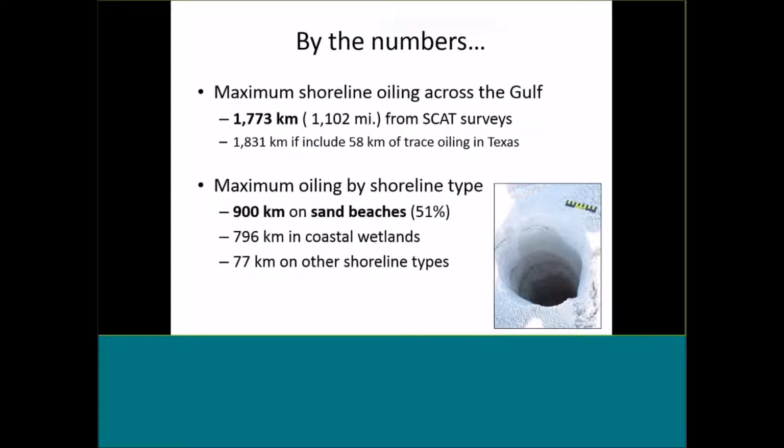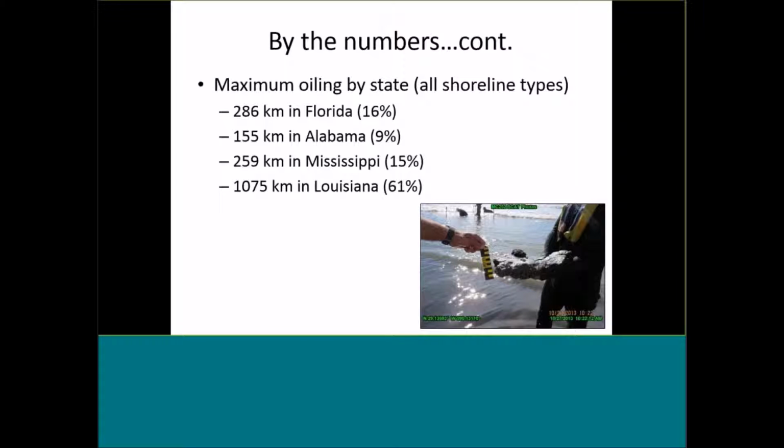So next slide. Some other stats for you. Now I'm breaking it down, maximum oiling by state across all the shoreline habitat types. I put Florida on top because I figured most people would be from Florida, and then just went geographically across the Gulf. So almost 300 kilometers of oiling in Florida is about 16% of the total. Alabama, about 150 kilometers. Mississippi, a little bit more than 250. And then Louisiana, over 1,000 kilometers oiled. So most of the shoreline oiling was in Louisiana, but still significant amounts in the other states. Florida and Mississippi pretty similar, Florida coming in, I guess, second if you're ranking them.